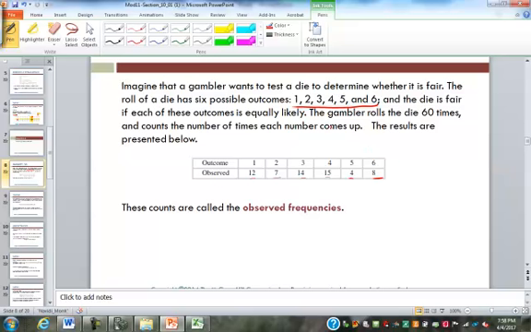So Gambo rolls the die 60 times, and he counts how many times each value comes up. And we have that table down here. These are what we call the observed frequencies. This is what actually happens. So this is the actual data.